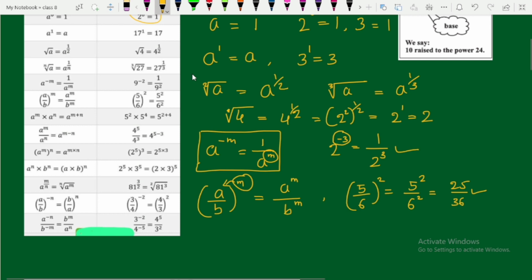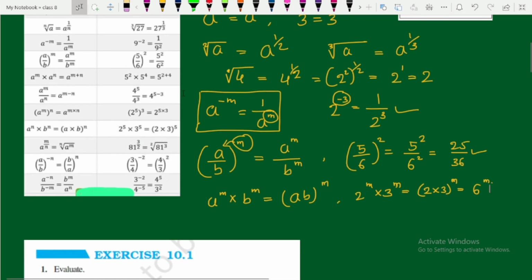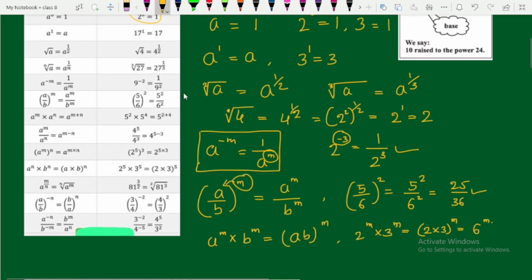Okay, next law is a^m into b^m. Even when the bases are different and the power is the same, we can write it as (ab) whole raised to m. For example, 2^m into 3^m, we can write as (2 into 3) whole raised to m. The common power we can write once, so it becomes 6^m. In this way we can write a^m into b^m.